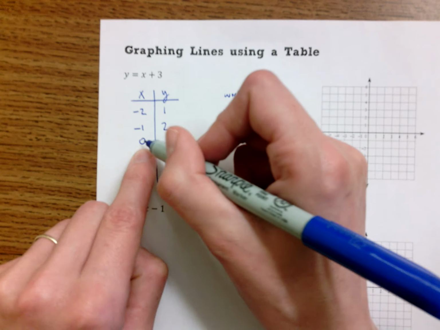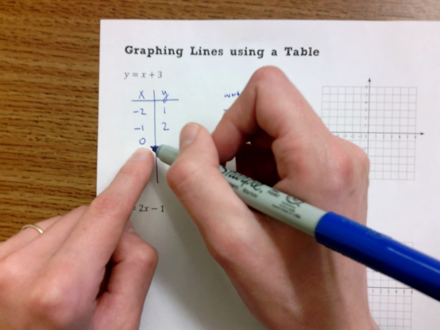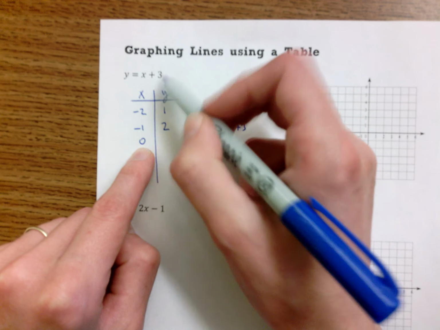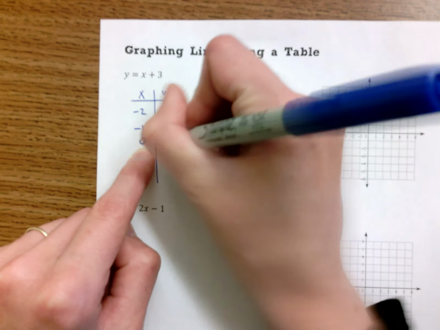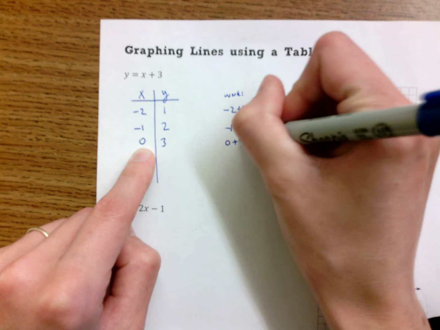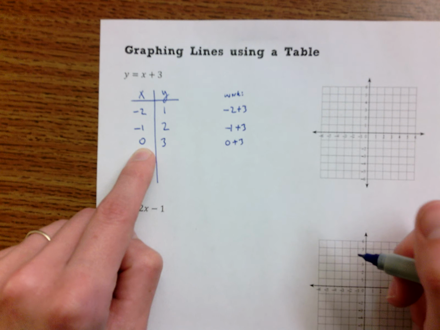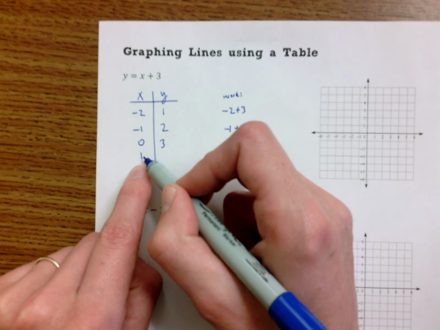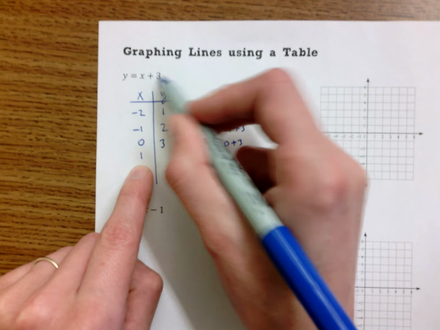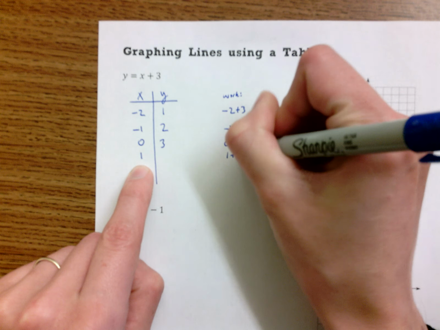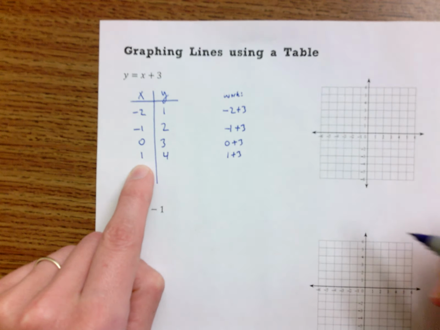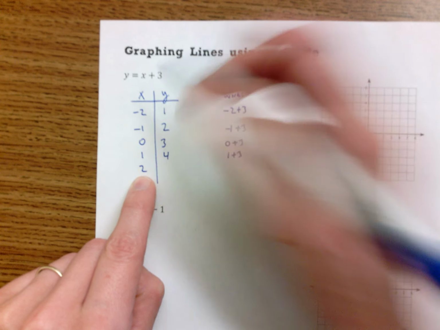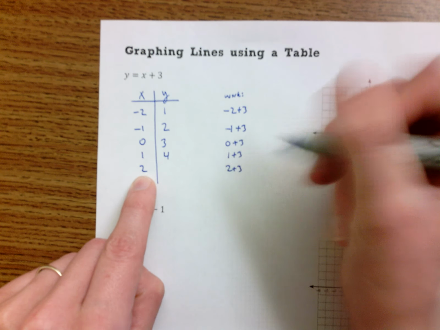Okay, 0. 0 is always really nice because 0 is usually pretty easy. If this tells me to take my X value and add 3, 0 plus 3, that's really easy. I know that's 3. I always like the 0 ones because they're nice and easy. If I've got an X value of 1, to find Y, I do 1 plus 3. So 1 plus 3 is 4. And if my X value is 2, I'm going to do 2 plus 3 to find Y, and that's 5.